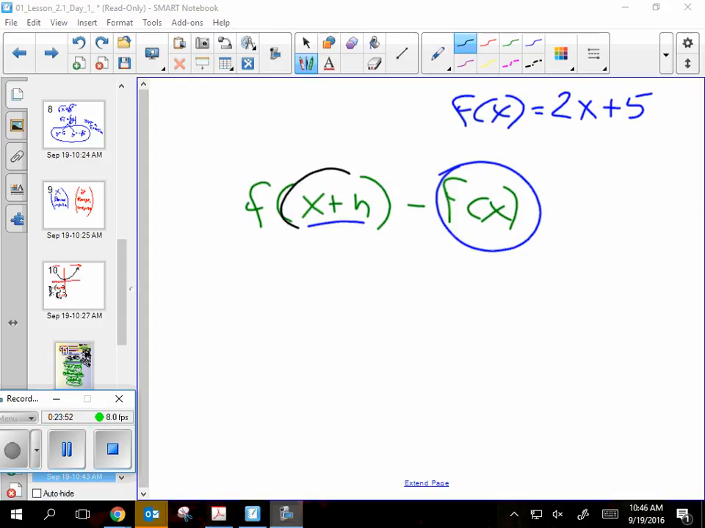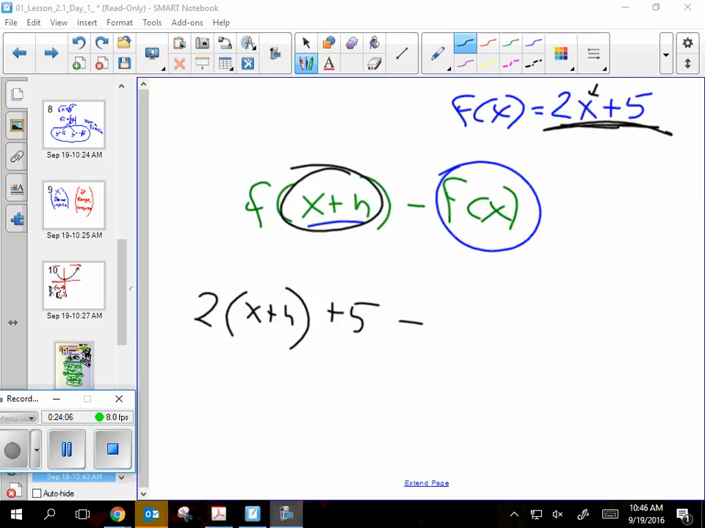I'm going to stick in an x plus h into this. Where can I put it in that? Only in the variable. So I'm going to do 2 parentheses x plus h. Totally matters to have those parentheses. And then I'm just going to subtract f of x, minus 2x plus 5.